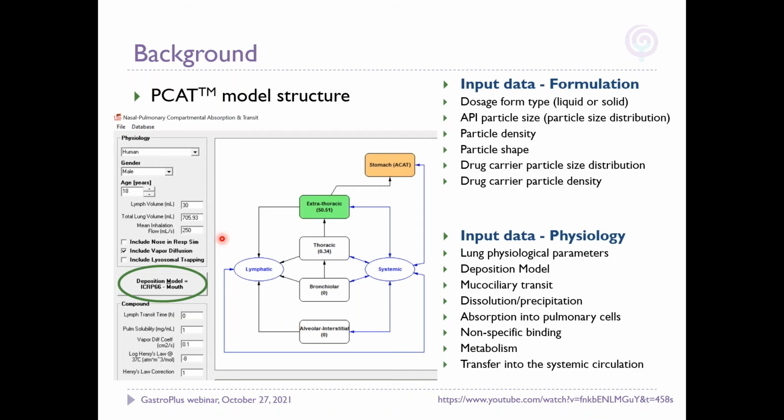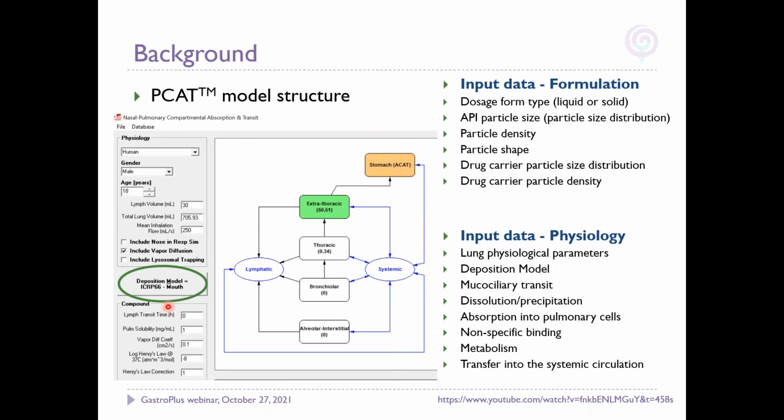Now, I will not describe the PK model in detail because there was a webinar on this subject and you can watch it on YouTube. Here's the link. I'll just mention that this module offers the option to input specific compound, formulation, and physiology-related data.